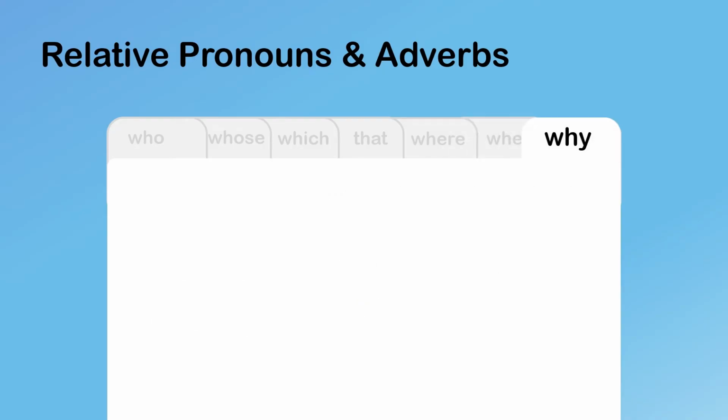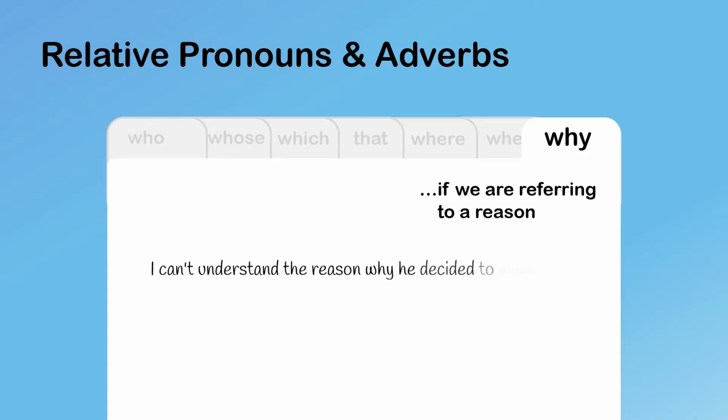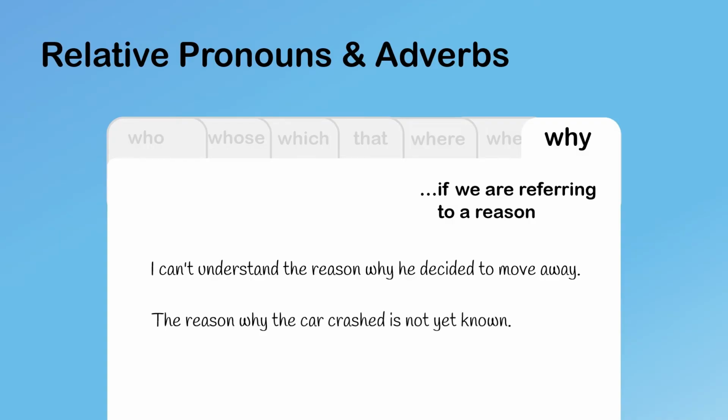Finally, we use why if we're referring to a reason. For example, I can't understand the reason why he decided to move away. The reason why the car crashed is not yet known. In the first sentence, why introduces a relative clause that gives the reason for his decision to move away. In the second sentence, why introduces a relative clause that refers to the reason for a car crash.